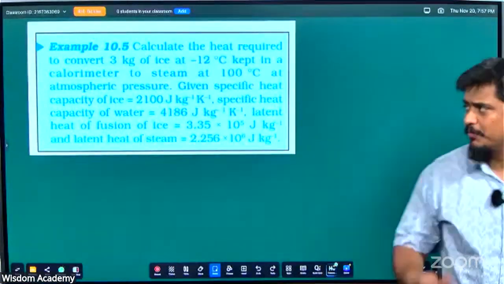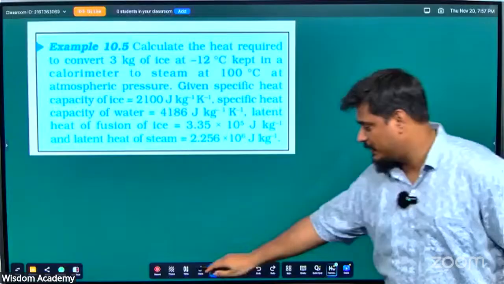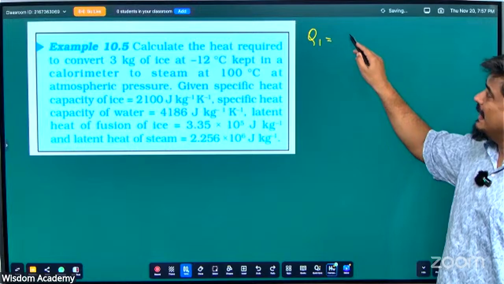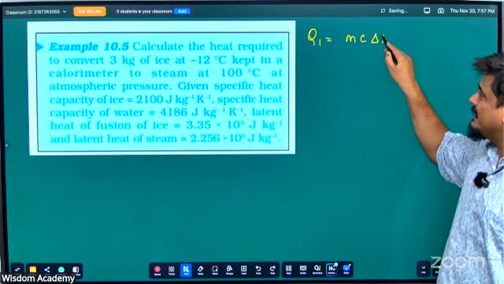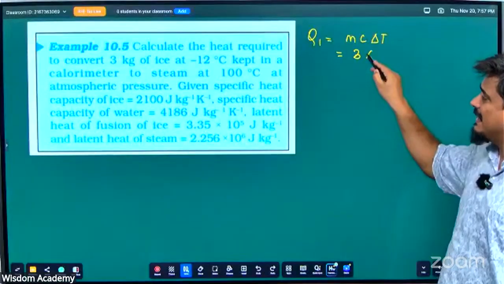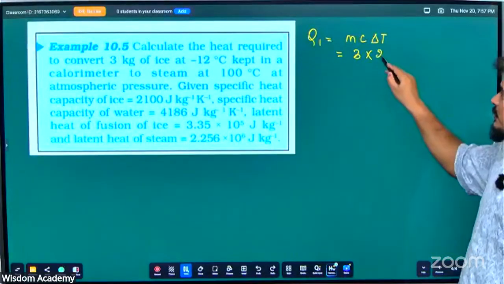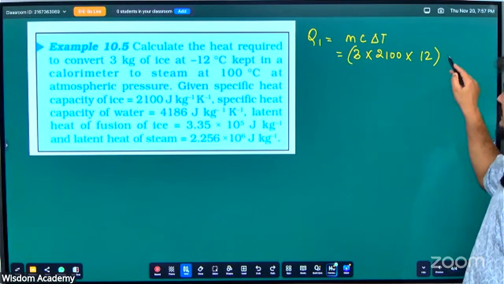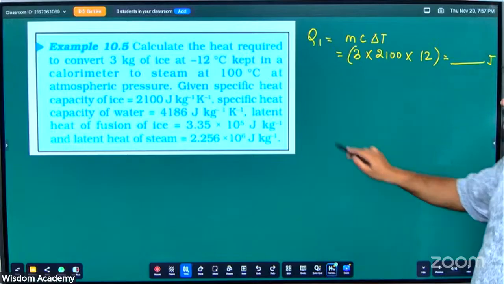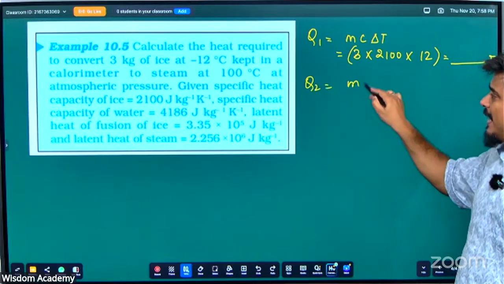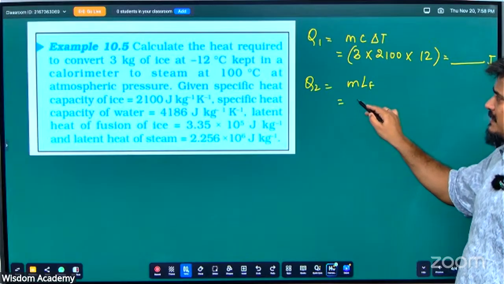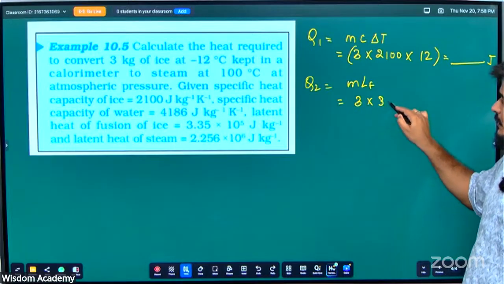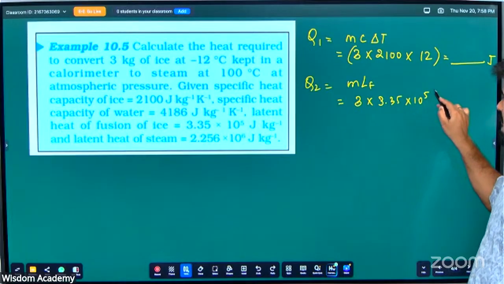I'll just do some part for you, but I'll not find the answer for sure. I'll just write the equations. Check whether it is right or not. Q1 will become equal to MC delta T, which is 3 into C of ice, 2100, times minus 12 to 0, which is 12. This much amount of joules. Q2 will be MLF, where mass is 3 and LF is given as 3.35 times 10 to the power 5.